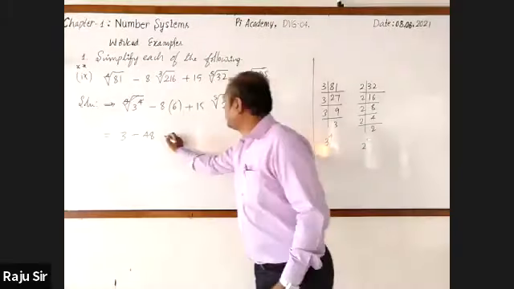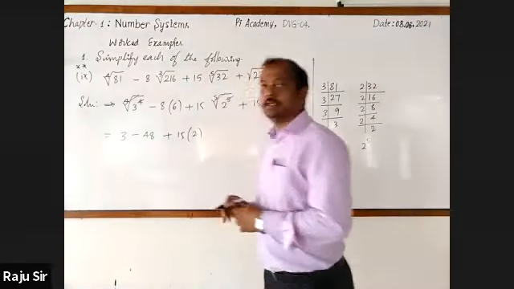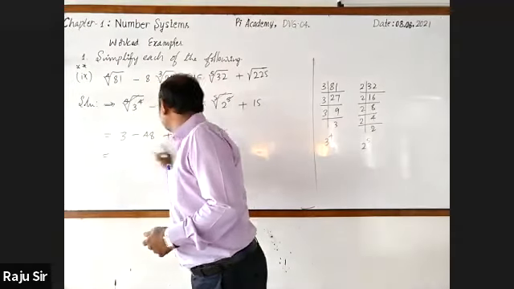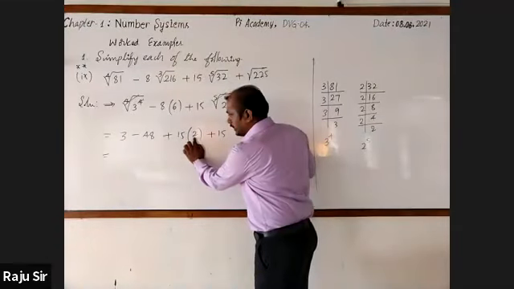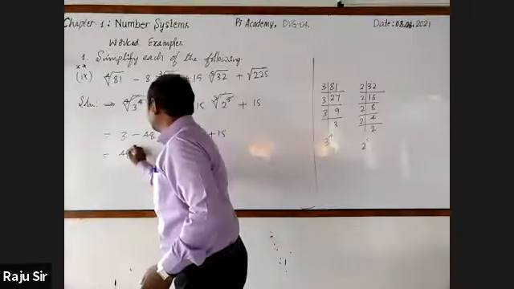Next, 5 and 5 cancel. The fifth root and power 5 get cancelled. You will get 2. Then plus 15 squared. 15 2s are 30. 30 plus 45, that is 75... the total is 48. 48 minus 48 is 0. Zero. Next, remaining 0.